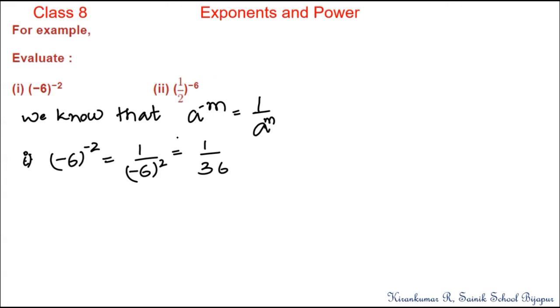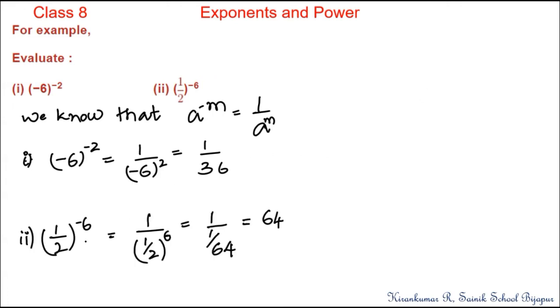For the second one, 1 by 2 to the power minus 6. It is written as 1 upon 1 by 2 to the power of 6, which is 1 upon 1 by 64. This can be written as a reciprocal and multiplied. So it is the same as 1 multiplied by 64 upon 1. We get the result as 64.